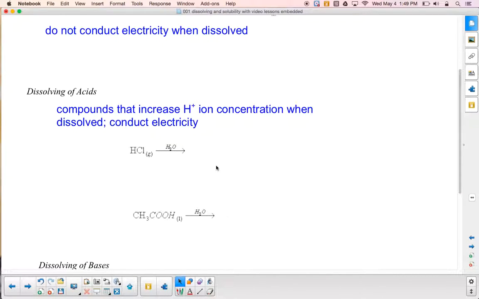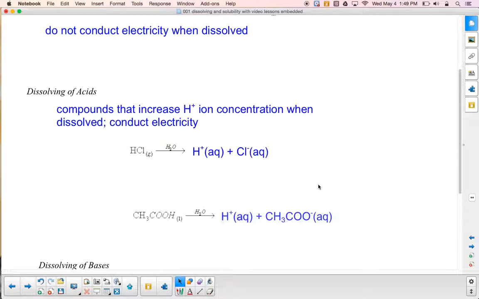The first one was hydrochloric acid. Hydrochloric acid is what we call a strong acid. Hydrochloric acid breaks up to form hydrogen ions and chloride ions, and all of the HCl that we put into solution falls apart into hydrogen ions and chloride ions.